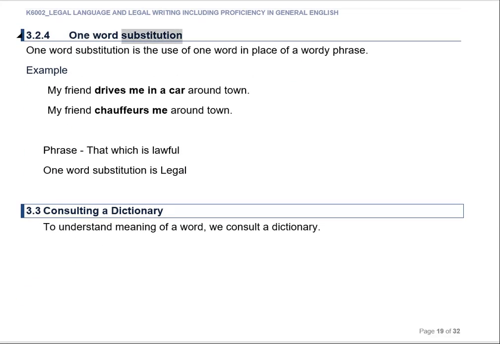One-word substitution. One-word substitution is the use of one word in place of a wordy phrase. Example: my friend drives me in a car around town.